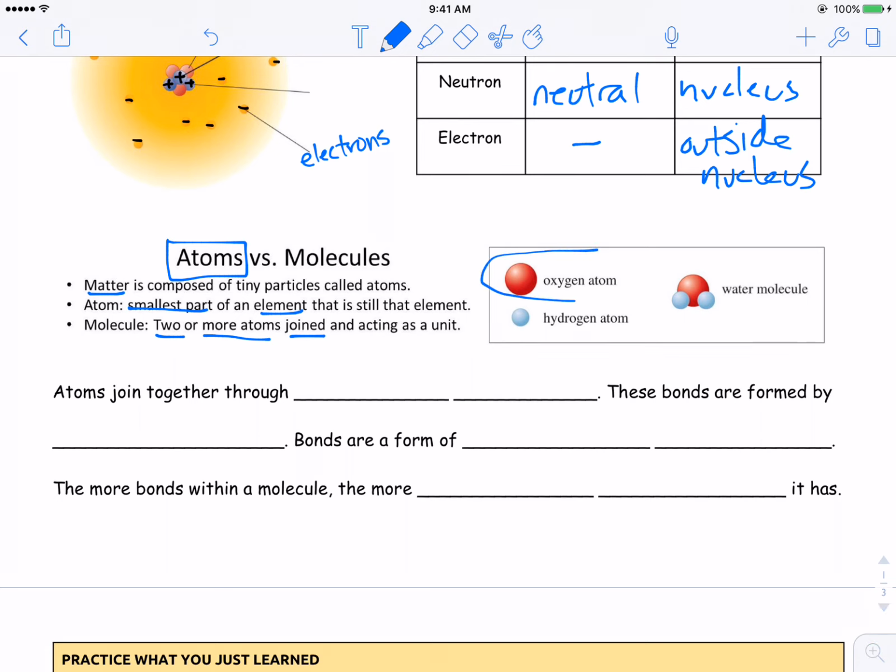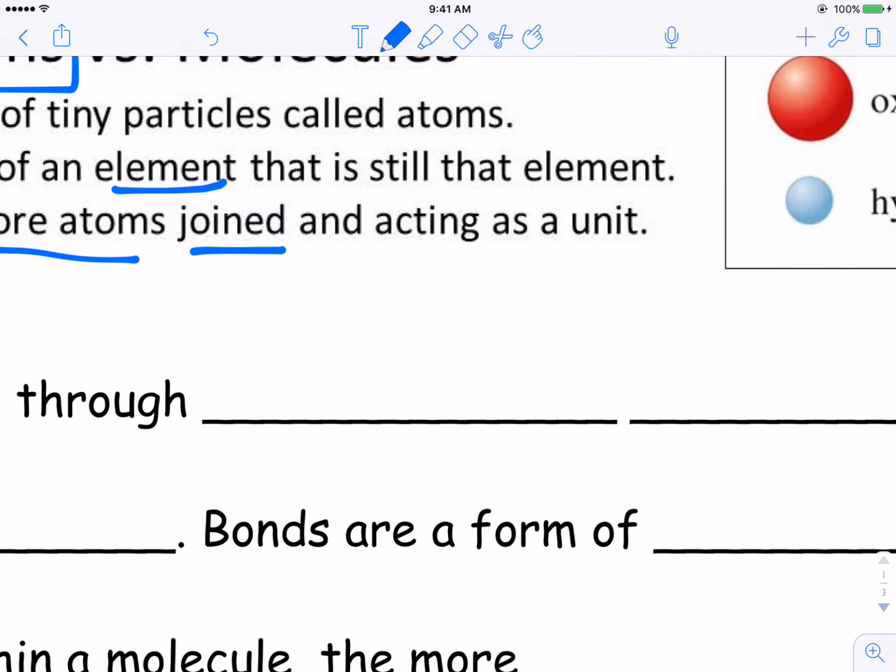So here we have an oxygen atom, just one atom. We use a circle or really a sphere to represent it. Here's a hydrogen atom. It's just a single circle or sphere to represent hydrogen atoms. If those two, or in this case 3 atoms, were joined together through chemical bonds, we create a molecule. So atoms can join together through chemical bonds.